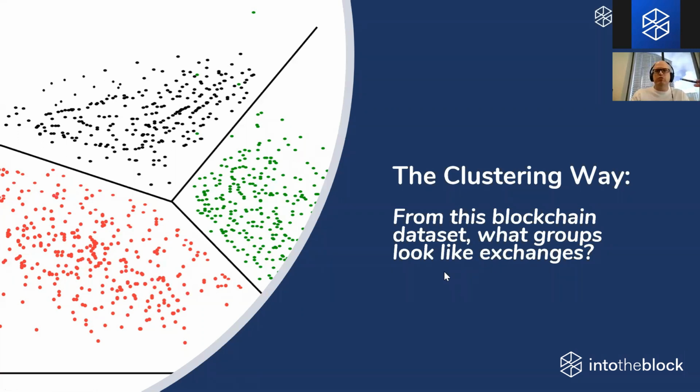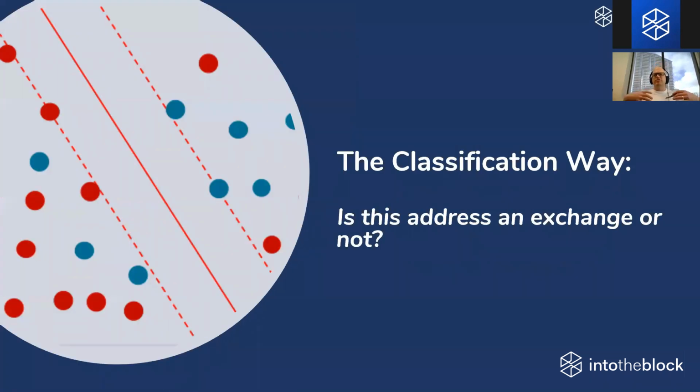So clustering is one way to think about this problem. Another is what is called classification, in which I'm going to give you an address, and you just tell me the likelihood that this is an exchange or not. The way this works is you train a model with certain addresses that are exchanges, and then you give it a new address and ask, is it an exchange or not? That's the problem the model is trying to solve.